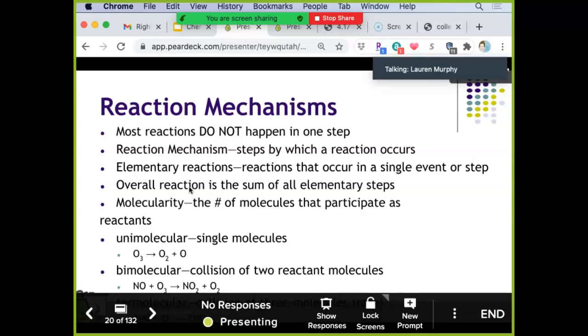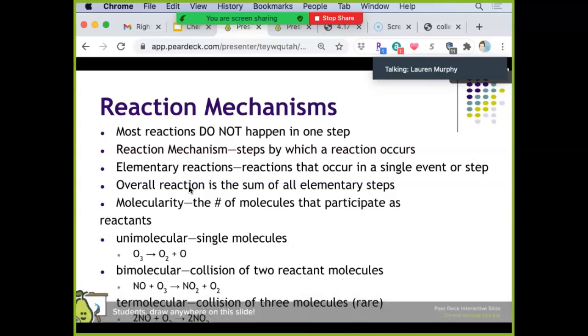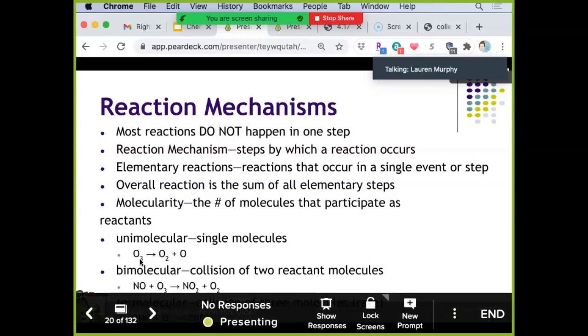So all of the little baby reactions that make up the overall reaction are called elementary reactions. And each of those has what are called molecularities. All it means is they want to know how many molecules of the reactants are running into each other. So for example, right here, there's only one molecule, so it's called a unimolecular step. For this one, there's two molecules running into each other, so it's called a bimolecular step.